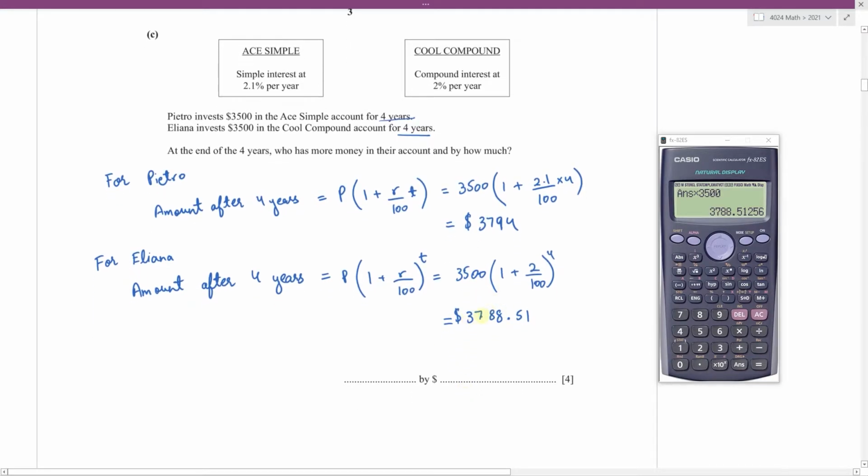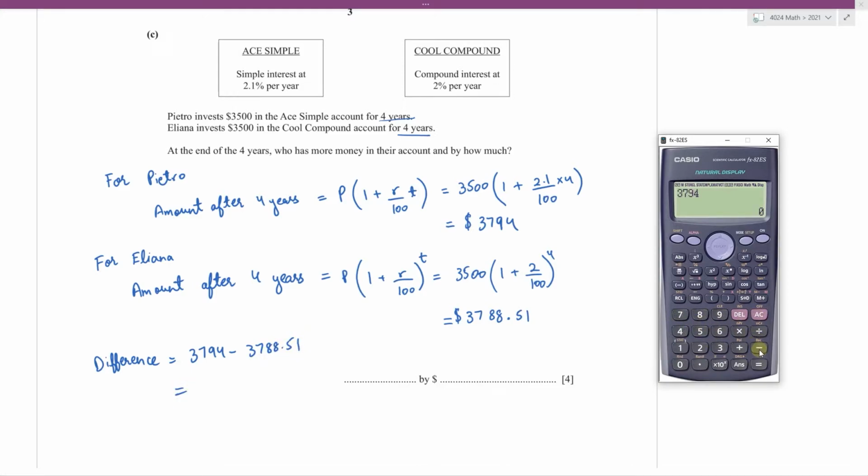So now who has more money at the end? 3794 or 3788, which is greater? This one is greater. So Petro has more money, and you have to give the difference as well. So the difference will be 3794 minus 3788.51. So this is $5.49 is the difference. So who has more money in their account? Petro. And by how much? By $5.49.